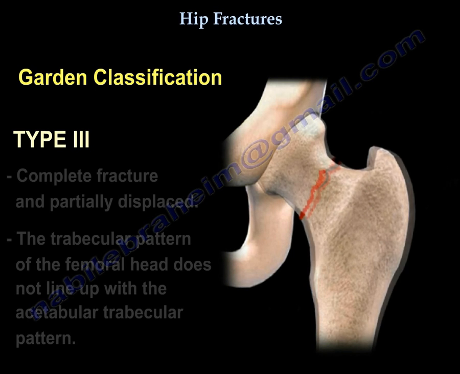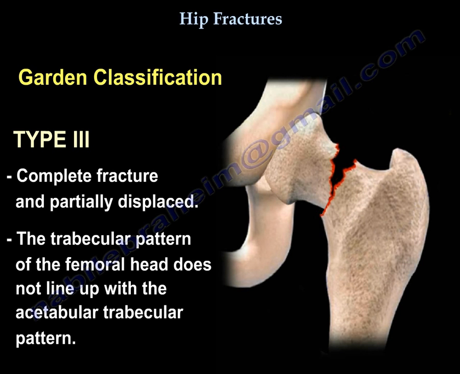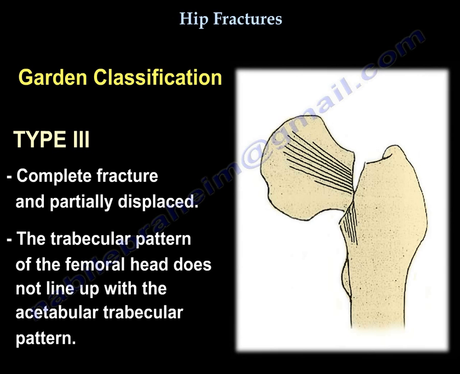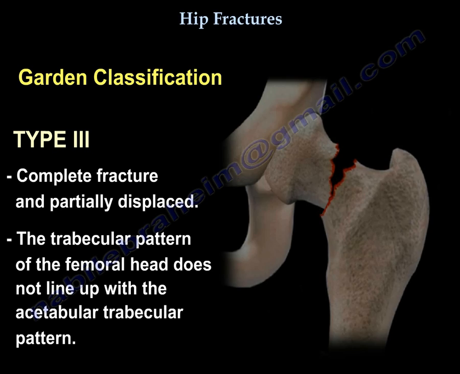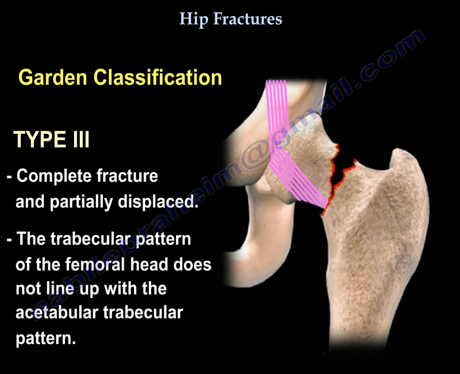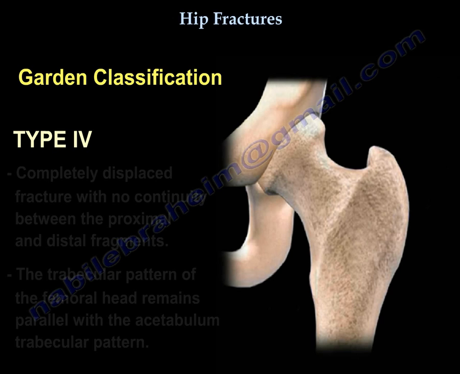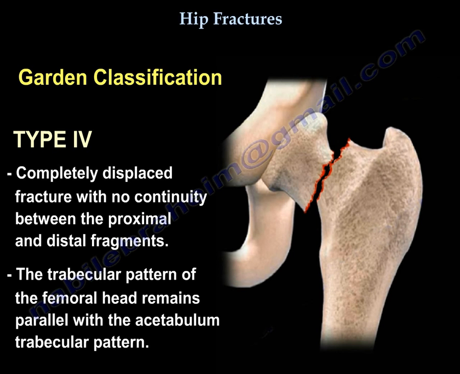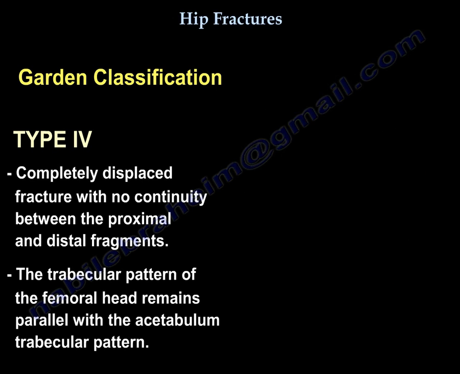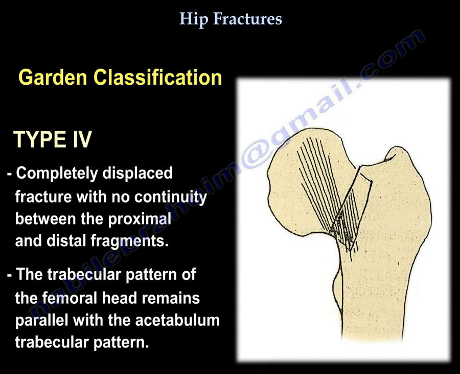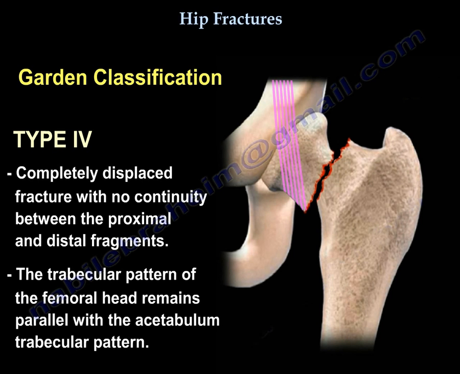Type 3, the fracture is complete and partially displaced. The trabecular pattern of the femoral head does not line up with the acetabular trabecular pattern. In type 4, the fracture is completely displaced with no continuity between the proximal and the distal fragments, and the trabecular pattern of the femoral head remains parallel with the acetabular trabecular pattern.